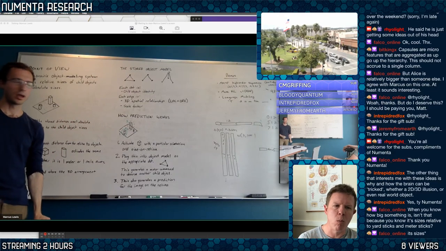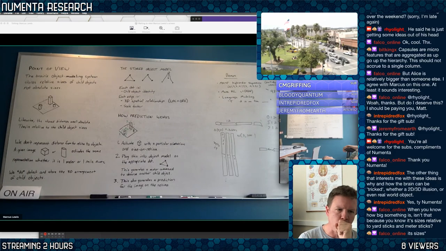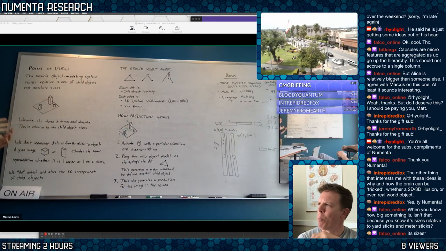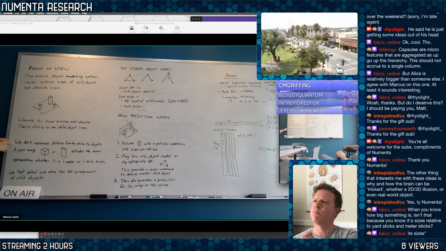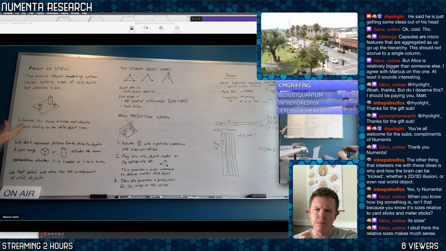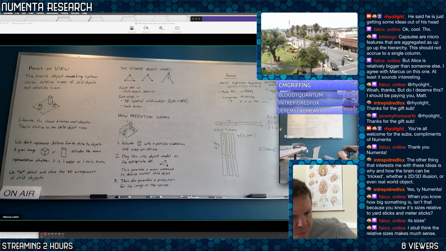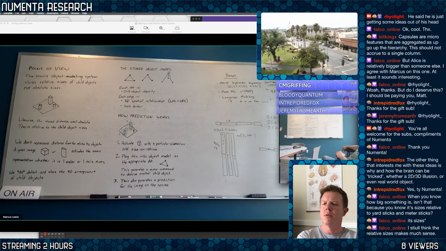Okay. So I guess I'll just read this off and then continue to the next part. For the purposes of inferring an object, and I'm making maybe over-broad statements, to insert that before the sentence: we don't represent the distance from the retina to the object. A given image, like a cube or a cylinder, activates the same representation in, say, V1 or in the visual stream, whether it's 1 meter or 1 mile away. But we do detect and store the 3D arrangements of the child objects.